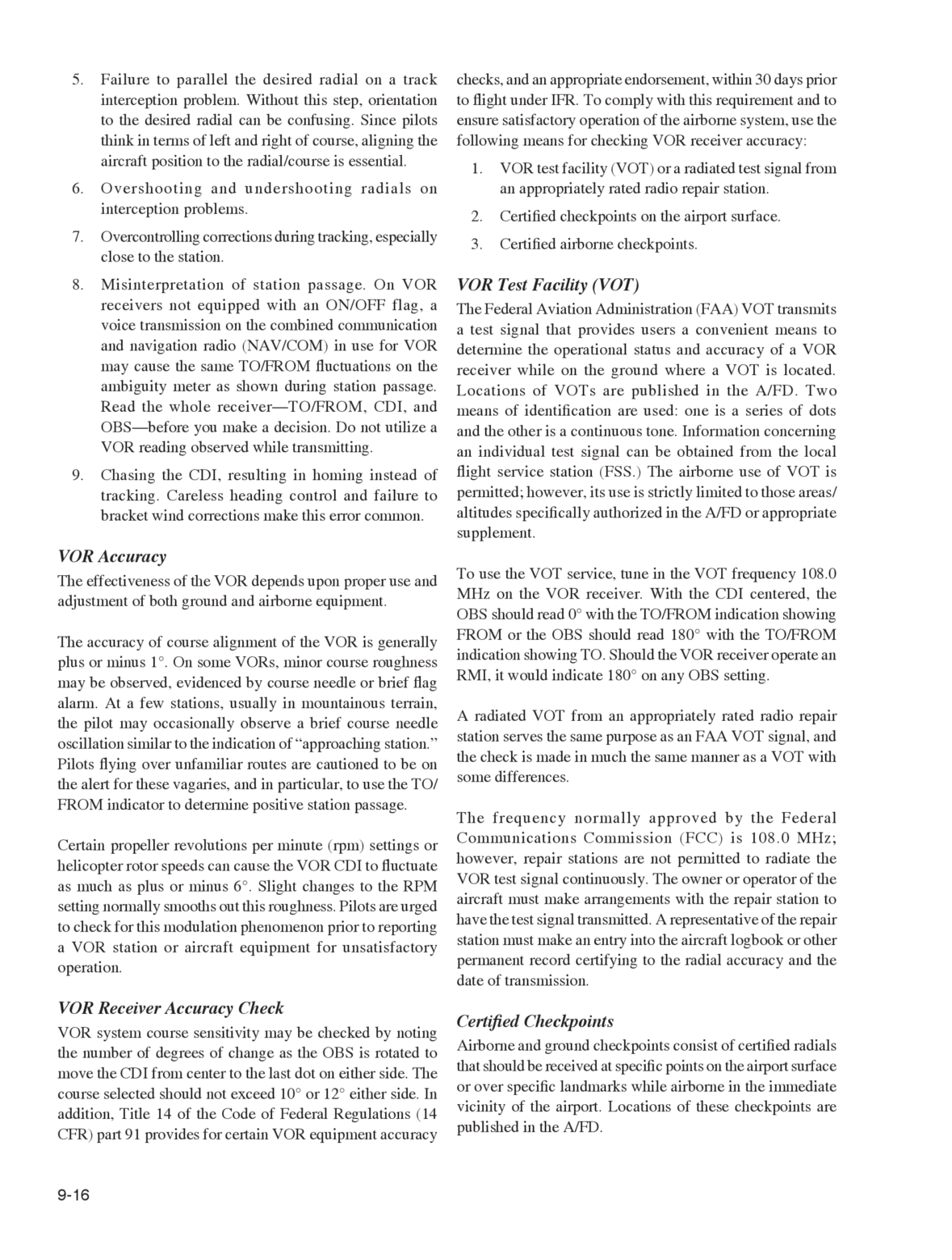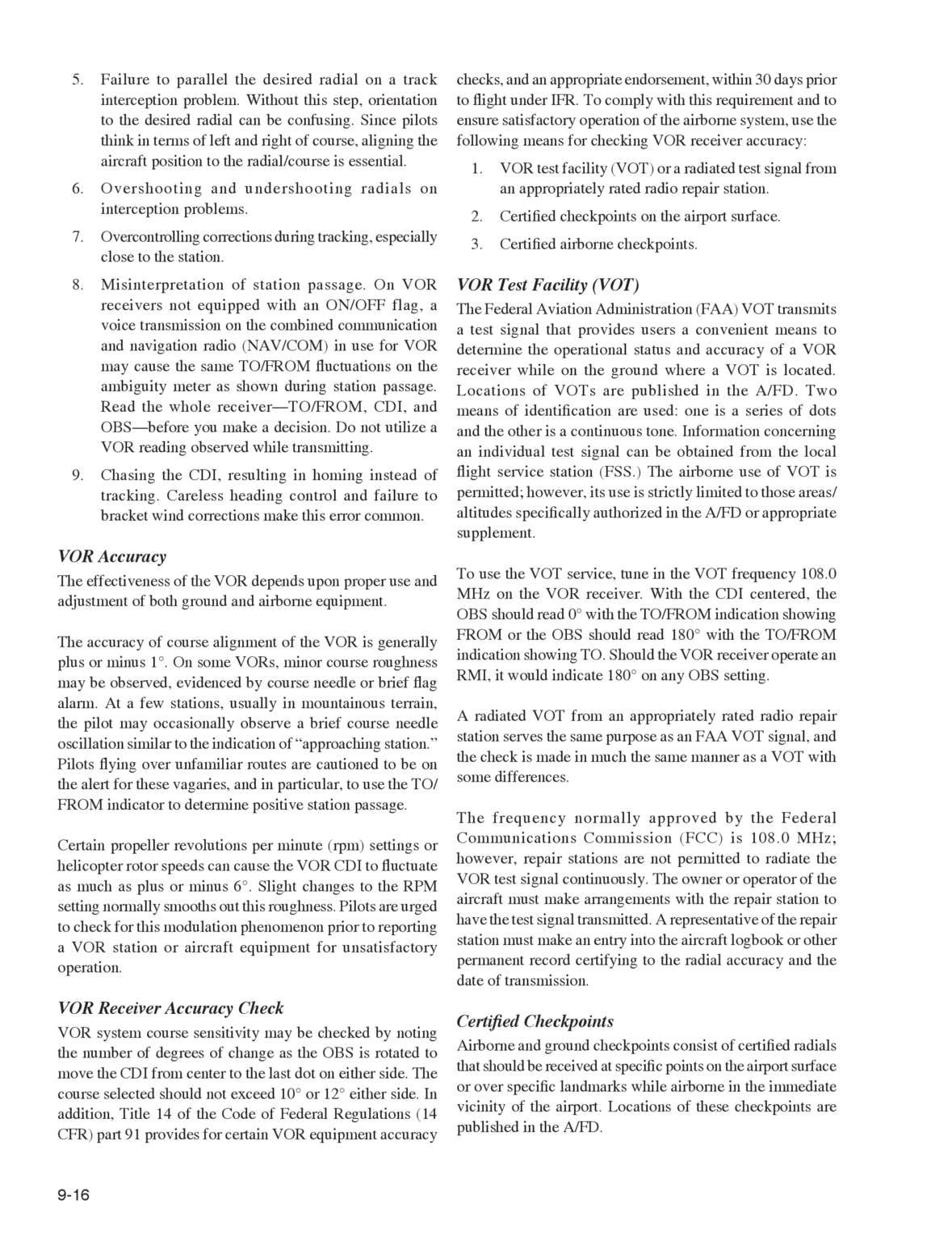A/FD or appropriate supplement. To use the VOT service, tune in the VOT frequency 108.0 MHz on the VOR receiver. With the CDI centered, the OBS should read 0 degrees with the to/from indication showing from, or the OBS should read 180 degrees with the to/from indication showing to. Should the VOR receiver operate an RMI, it would indicate 180 degrees on any OBS setting. A radiated VOT from an appropriately rated radio repair station serves the same purpose as an FAA VOT signal, and the check is made in much the same manner as a VOT with some differences.